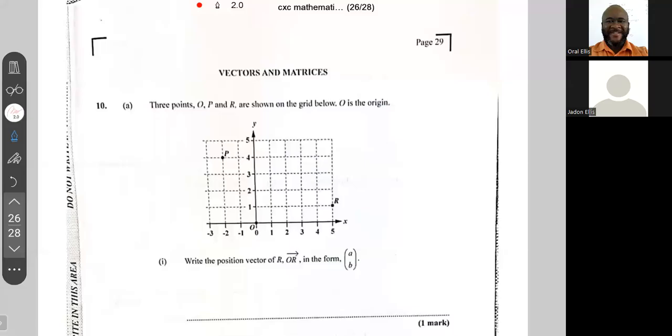So, January 2022, question number 10. This says 3 points O, P, and R are shown in the grid below. O is the origin. Write the position vector OR as a column vector. All right, this is how we go. So this is the position vector OR.